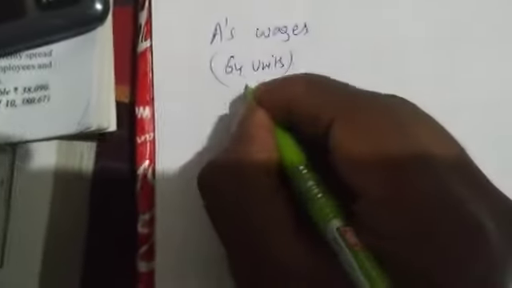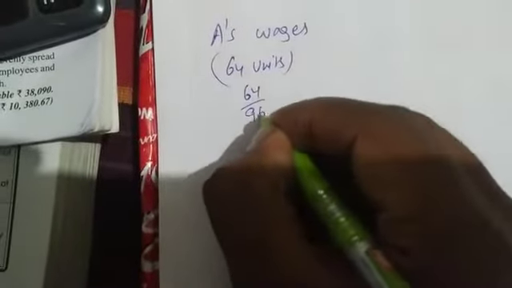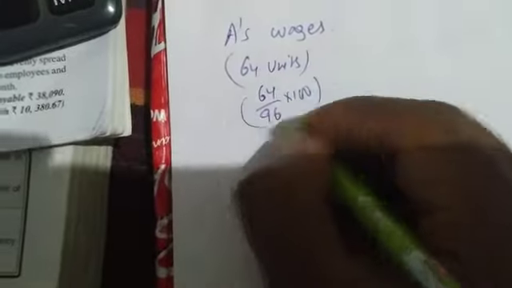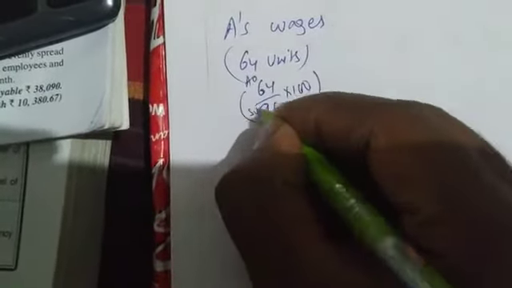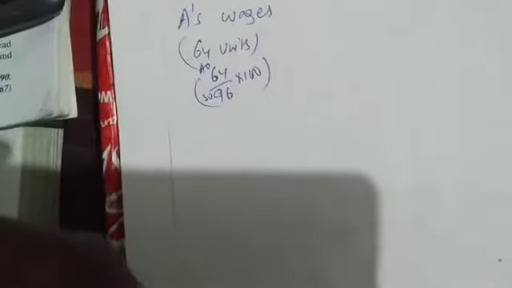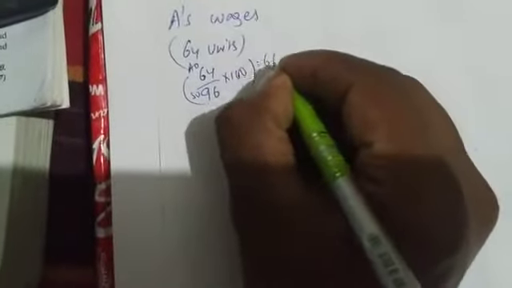Efficiency level you have to check. How do you check efficiency level? Actual output divided by standard output into 100. This is the formula: AO divided by SO into 100. AO is actual output and SO is standard output, 96. So 64 divided by 96 into 100. You are getting 66%. Efficiency level is 66%. So up to 83% you have to give actual output into piece rate.